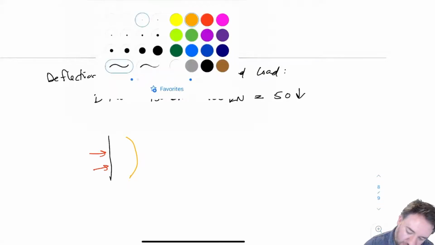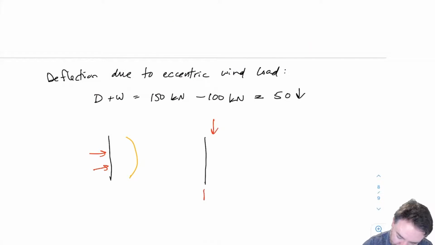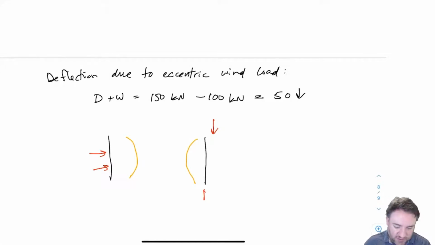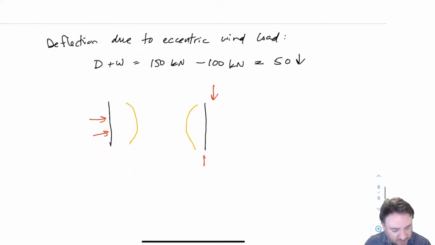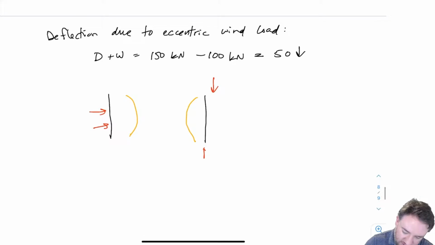And then from our dead load, we have an eccentric load here, which is going to actually cause bending like this. And that effect is going to be very small. If you calculate out what the deflection would be for something like that, it's going to be quite a bit smaller, like an order of magnitude or two smaller than the deflection caused by the lateral bending in this case.